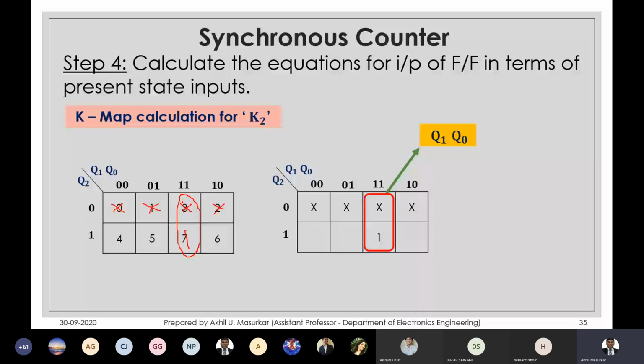Now I want you to calculate for J1, K1, J0 and K0. Come on, do it. Those who are copying for K2 can copy.